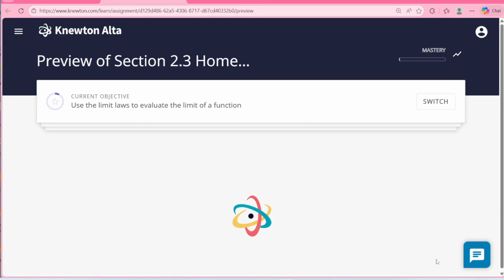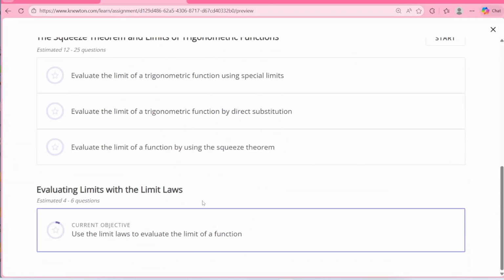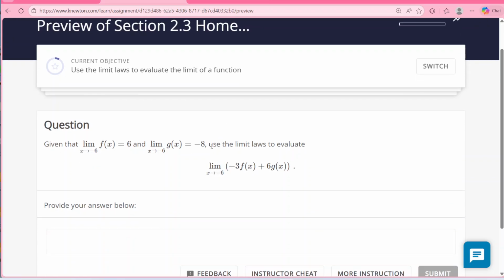All right, so moving on. Again, I should be getting this objective multiple times in a row because it's the only objective in this section I'm in here. So here it is again: use the limit laws to evaluate the limit of a function. I'll write this one out again, one little step at a time.